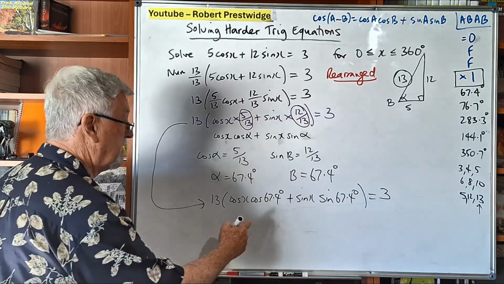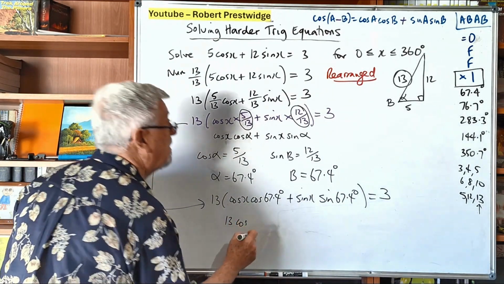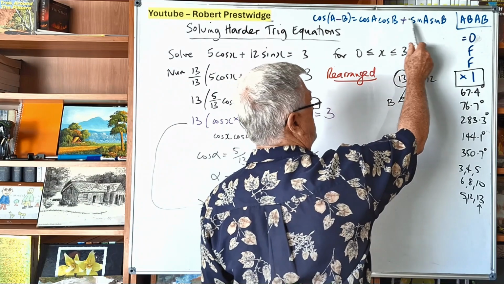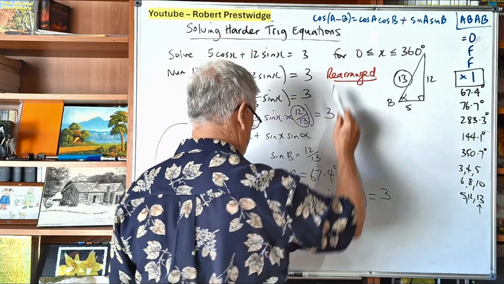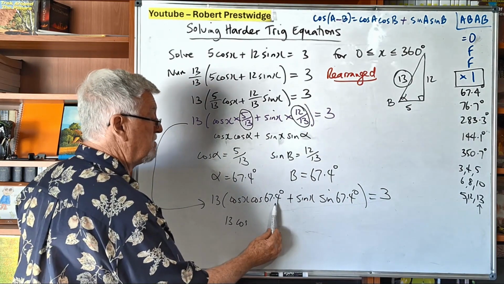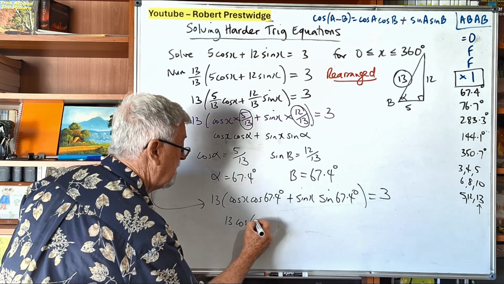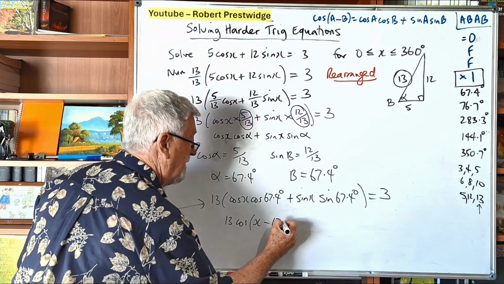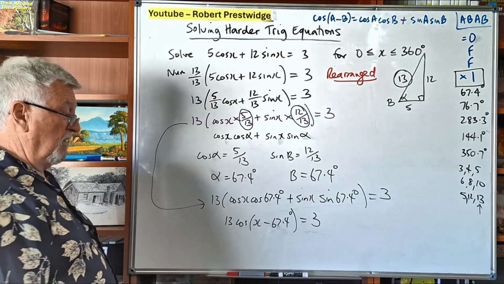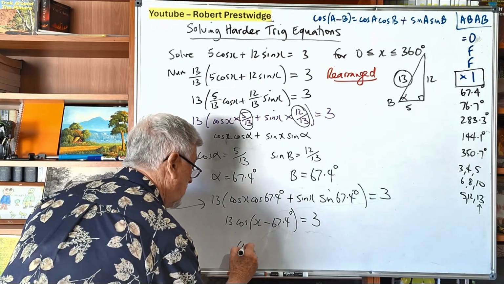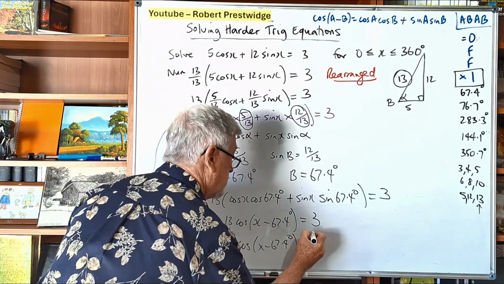Now here's the nice part. Because of the identity, I can turn that back into just a cos. Look up here, I can turn the AB into the A minus the B. There's the A, there's the B, there's the A, there's the B. I can turn that into the cos of the A minus the B. And now we've got an equation to solve. Here's our equation: the cos of x minus 67.4 equals 3 on 13.